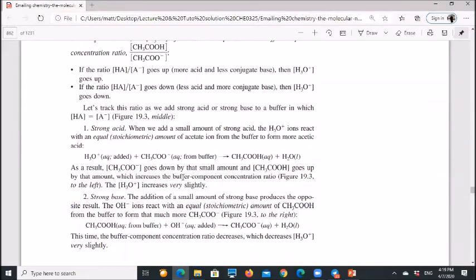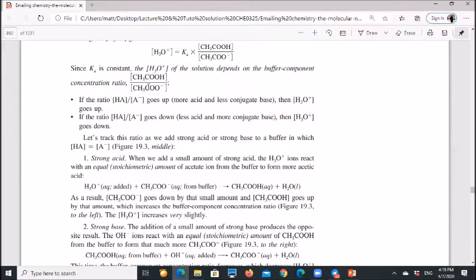When the concentration ratio goes up, then of course the hydronium ion goes up slightly. The hydronium ion increases very slightly. The ratio goes up, Ka is constant, so overall the hydronium ion concentration goes up slightly.